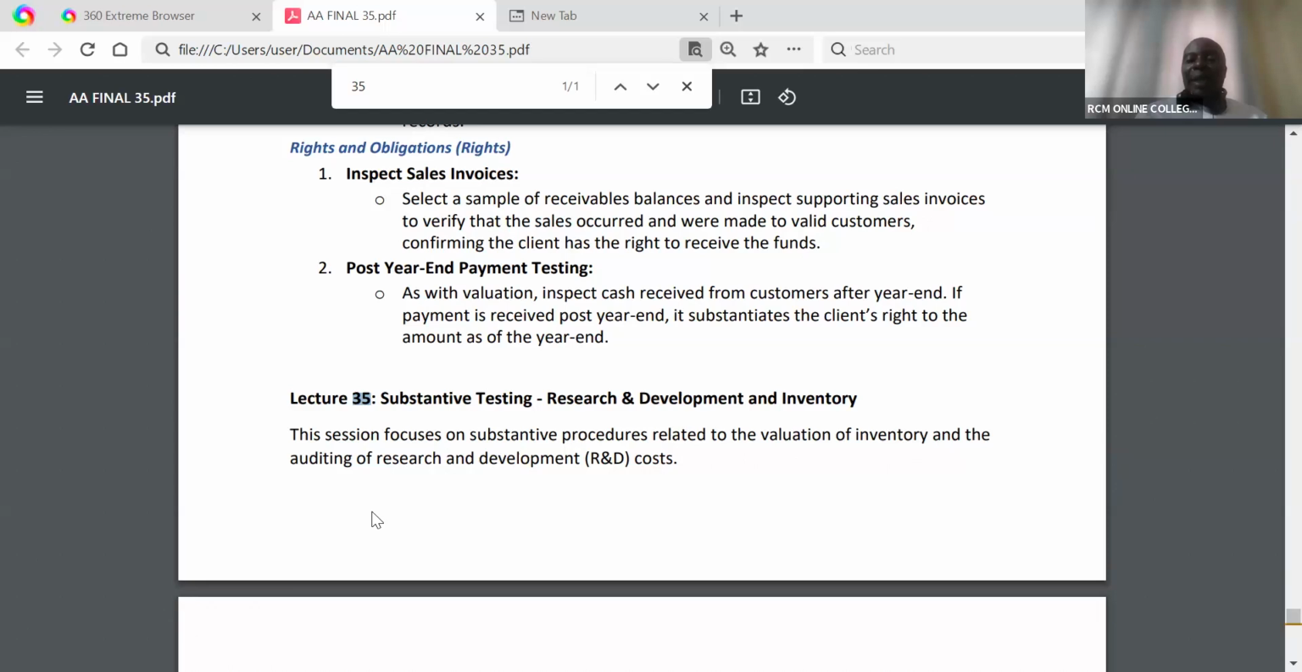Then we have, ladies and gentlemen, existence. E for existence. Basically, they're telling us, especially on property, plant, and equipment, that whenever you see us saying that we have a PPE value of 50 million, and under PPE of 50 million we have motor vehicles and so many things, that those things exist.